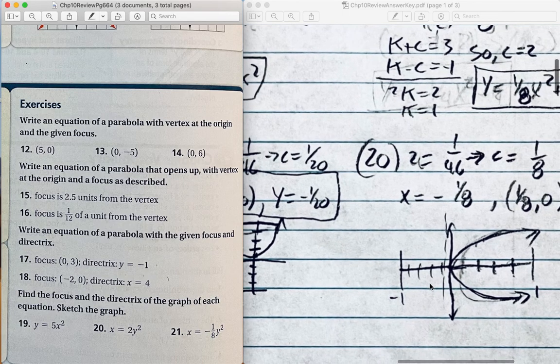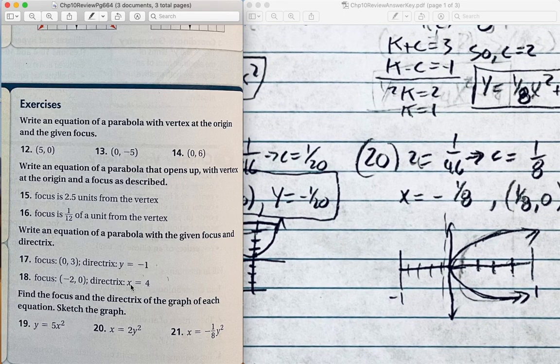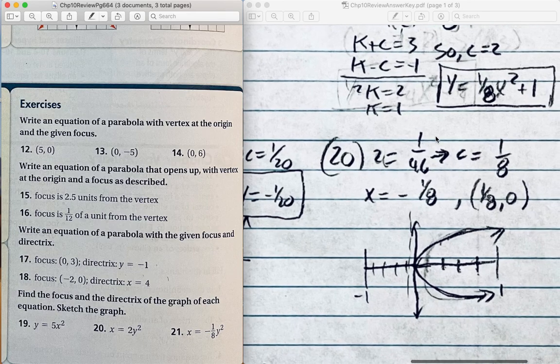For number 20, this is a rightward facing parabola because it's x equals 2y squared. We set a equal to 2, and 2 is equal to 1/4c, multiplied by c divided by 2, and we get that c is equal to 1/8. So our focus is going to be 1/8, 0, and then our directrix will be x equals -1/8.